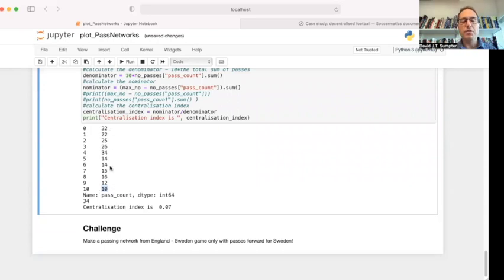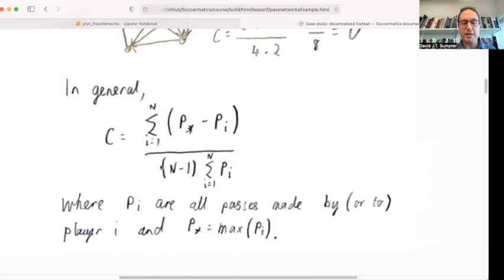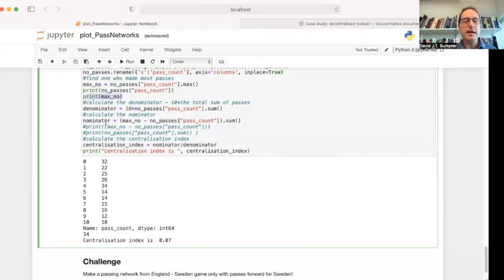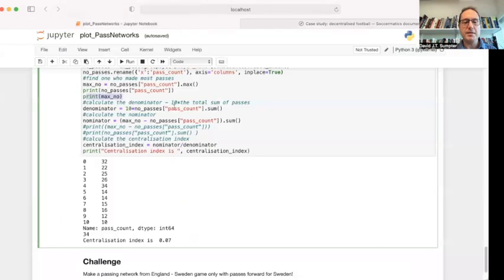And we've got the counts of each of the players' passes. Then I've printed out the max number of passes. Well, that's 34, which is this particular one. And now I calculate the top part of the equation. I calculate first the bottom part of the equation, the denominator. That's this part here, which is 10 in this case, 11 players, 11 minus 1 is 10. And then the sum of all of the passes. And then I calculate the numerator, which is the max number, the P star here, minus the particular number of passes. And then I sum up that.